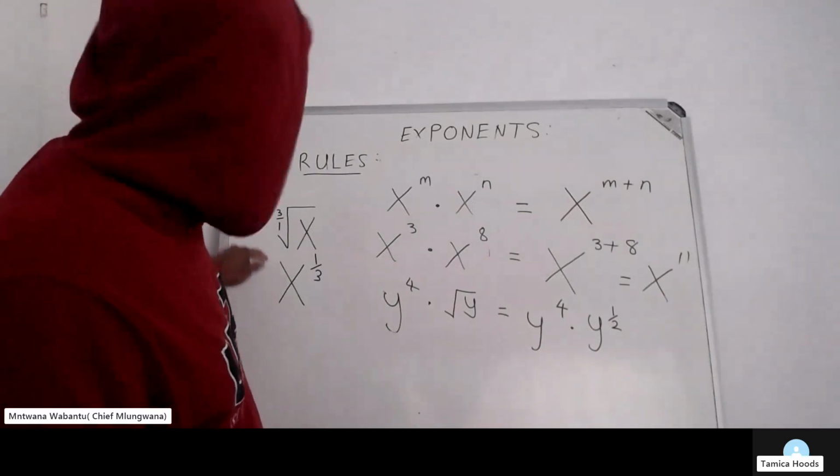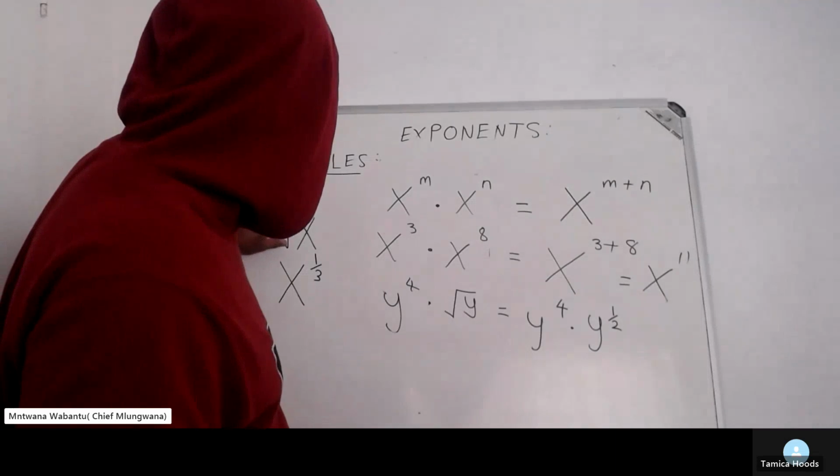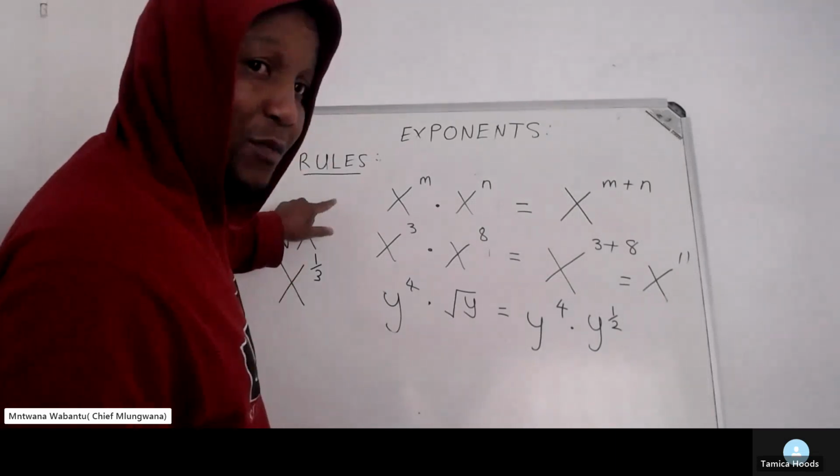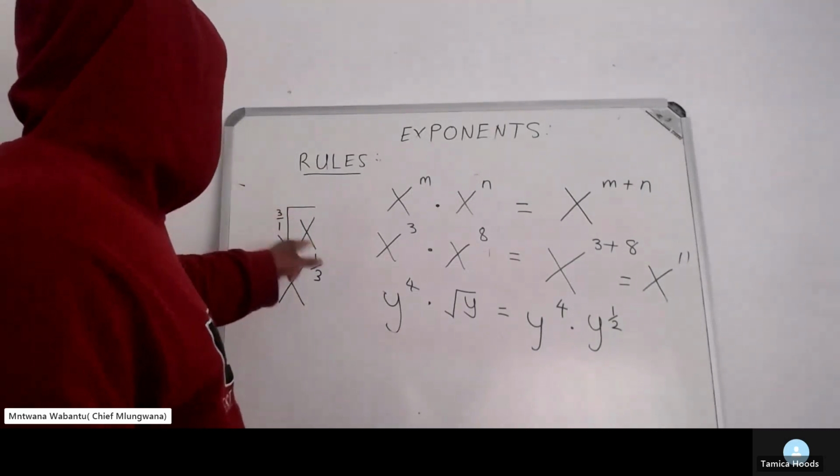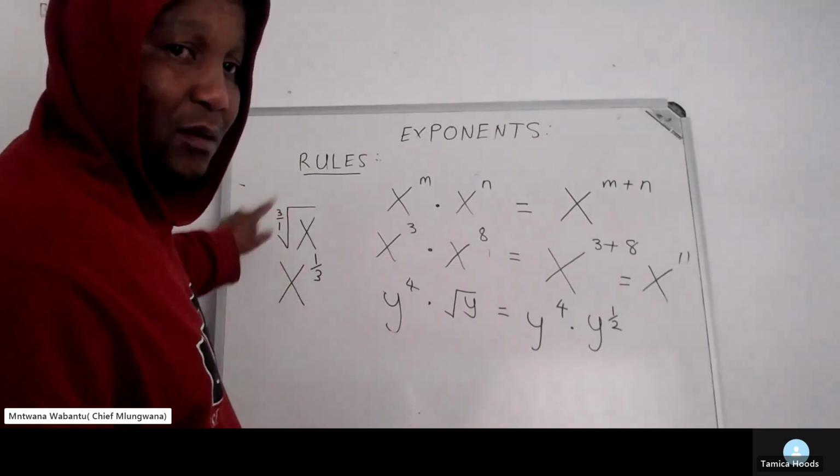So the trick is to make sure you have two numbers here. If you want to write an exponential from the root, all you do is write whatever you have here, and then you flip this number, the power here.